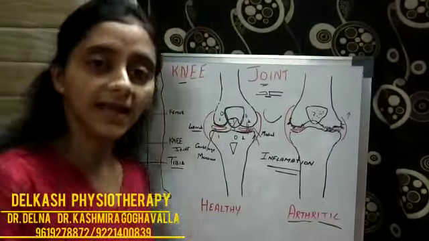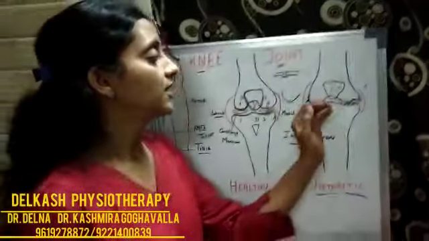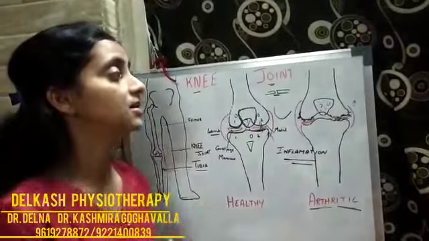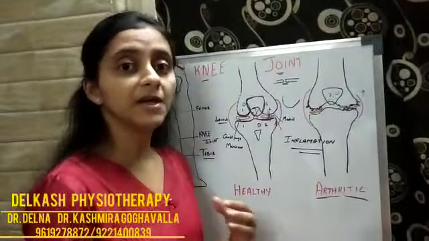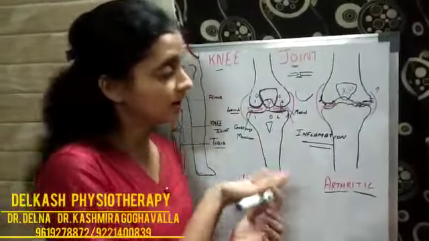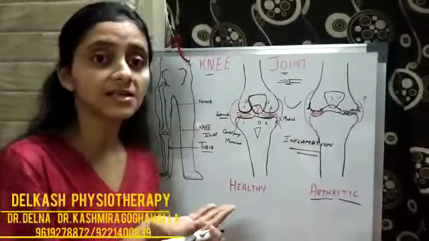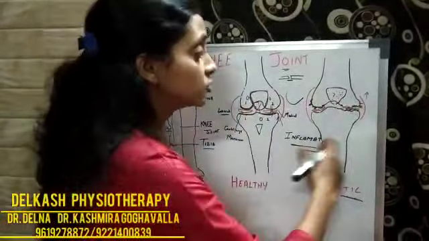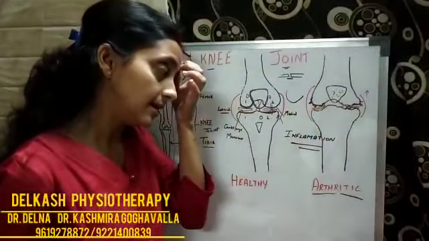So there are various stages of arthritis. Initially there is just mild inflammation and thinning of the cartilage, then there is major inflammation, then there is erosion of the bony surfaces and degeneration of the bony surfaces. So this is how arthritis sets in.